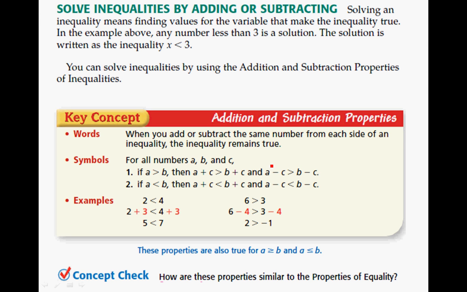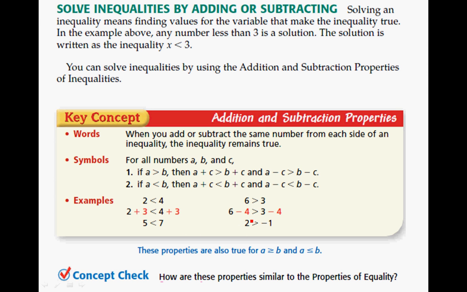So go ahead and read and take notes on this screen. A couple things I want to point out is that down here where you have 2 is less than 4, you can add the same amount to each side of the inequality and still maintain that inequality to be true. So in this case they have 2 plus 3 is 5. And then over on the other side we added 3 to 4, and 4 plus 3 is 7. Well, 5 is still less than 7, so that inequality is true even though you're adding 3 to both sides.